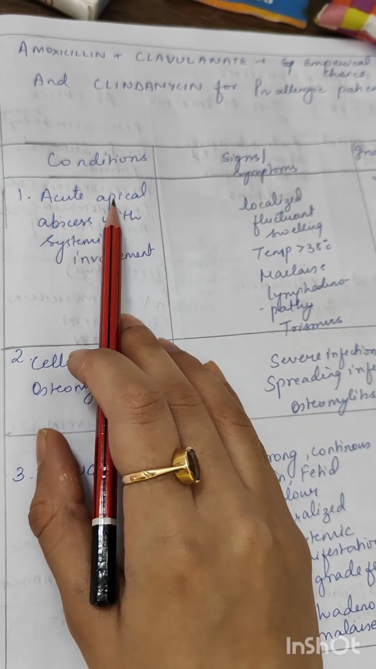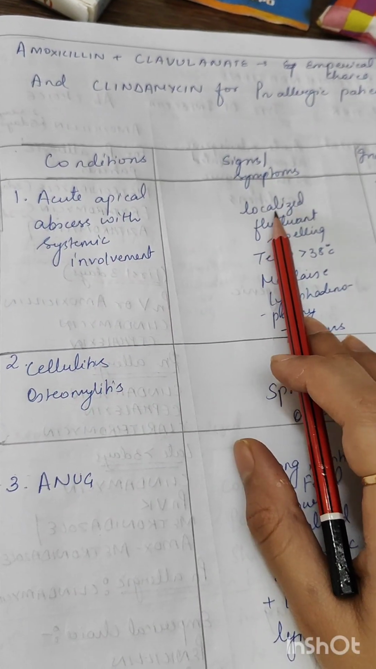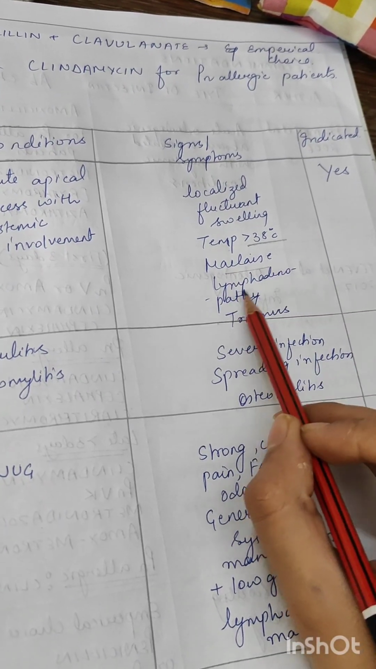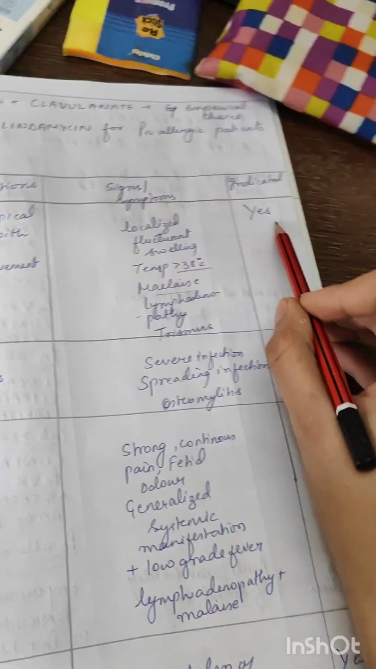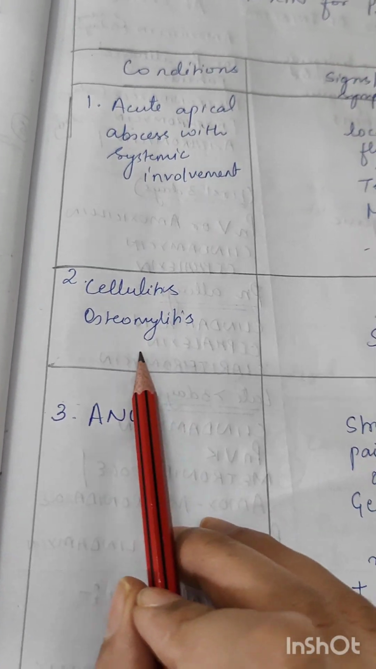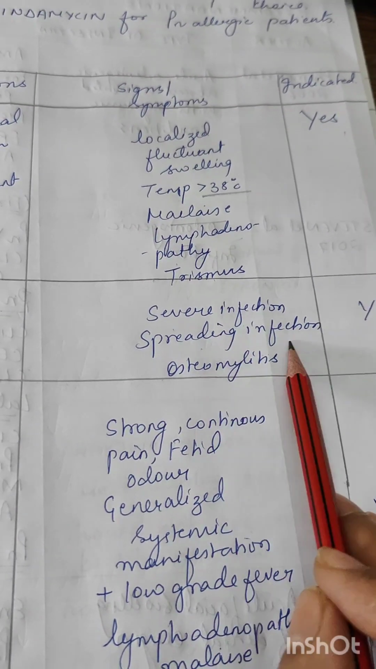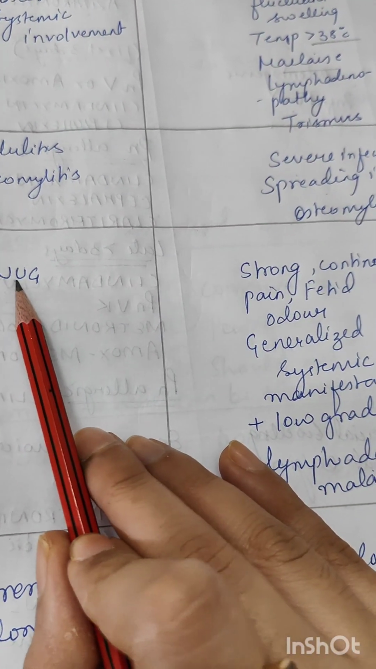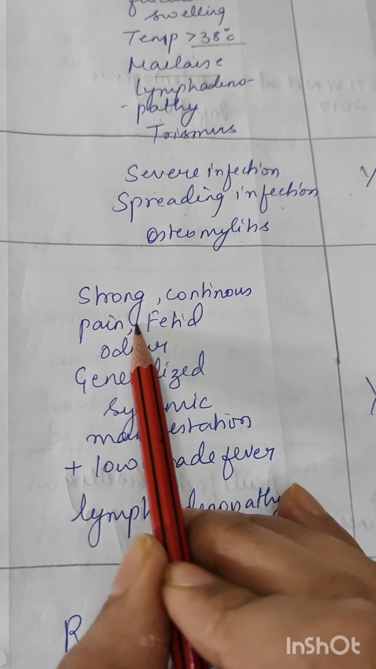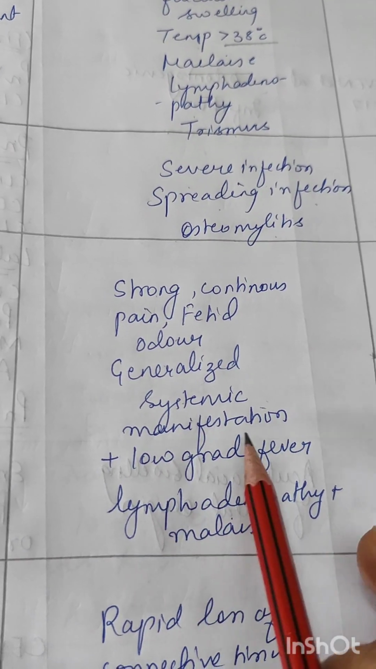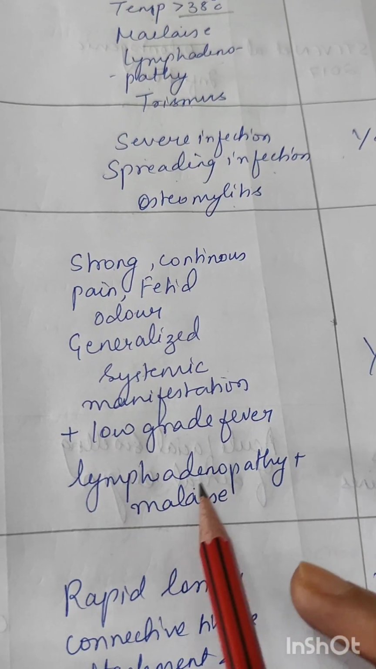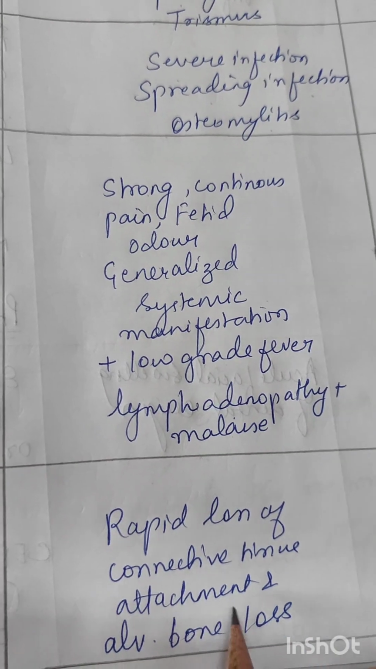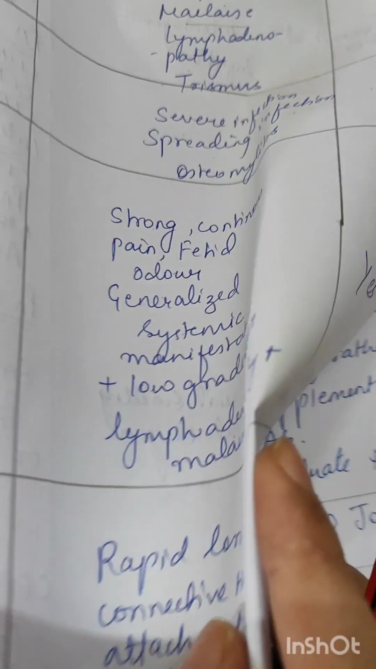Conditions like acute apical abscess with systemic involvement, signs and symptoms: localized fluctuant swelling, temperature more than 38 degrees, malaise, lymphadenopathy, trismus, yes, antibiotics are indicated. Cellulitis or osteomyelitis, severe infection, spreading of infections, yes, antibiotics indicated. For acute necrotizing ulcerative gingivitis, strong continuous pain, fetid odor, generalized systemic manifestation plus low grade fever, lymphadenopathy plus malaise, yes. Aggressive periodontitis, rapid loss of connective tissue attachment and bone loss, yes, antibiotics indicated.